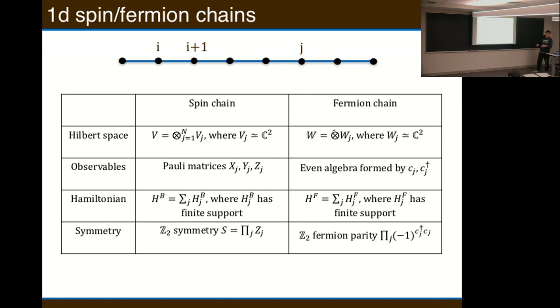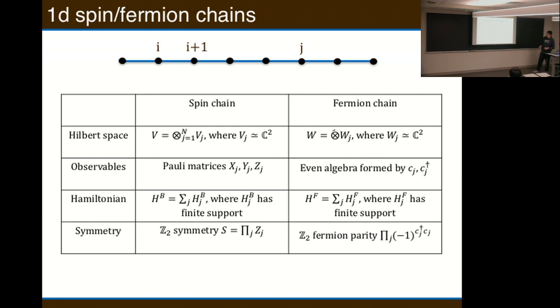And the physical observables on the spin chain are in general generated by the Pauli matrices, which we call X, Y, Z here. On the fermion side, they are generated by the fermionic operators C and C dagger. And here we consider only local Hamiltonians. So all local Hamiltonians will be dual to all local fermionic Hamiltonians. And for the symmetry, the fermion has the Z2 symmetry, the fermion parity. And for the spin side, we require this total Z2 symmetry.